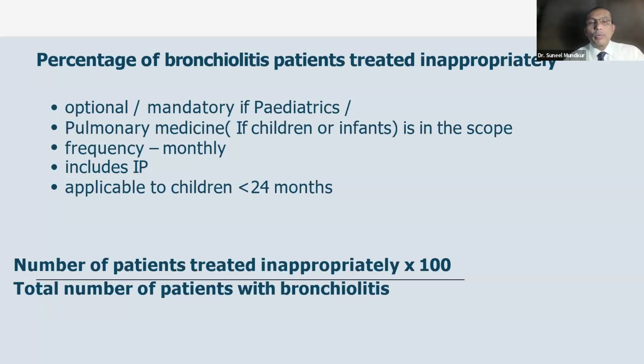So beyond 24 months, most often we may not make a diagnosis of bronchiolitis. We make it into wheezy bronchitis or bronchial asthma or asthmatic bronchitis. So usually in the first year of life or first 2 years of life, we make a diagnosis of bronchiolitis. The numerator for this ratio is the number of patients treated inappropriately times 100, divided by the total number of patients with bronchiolitis.